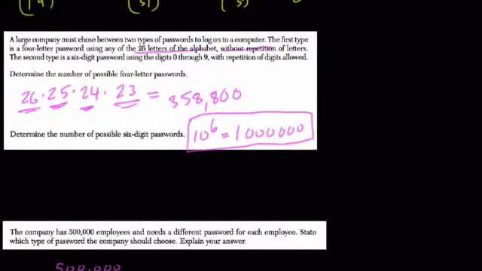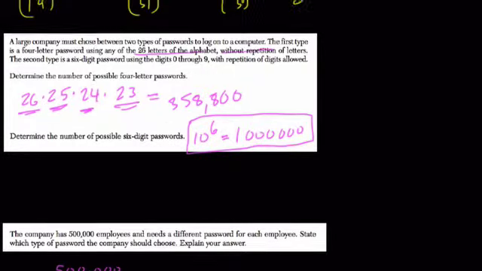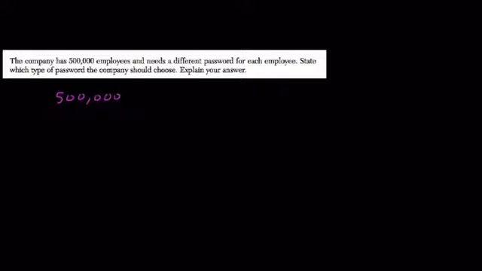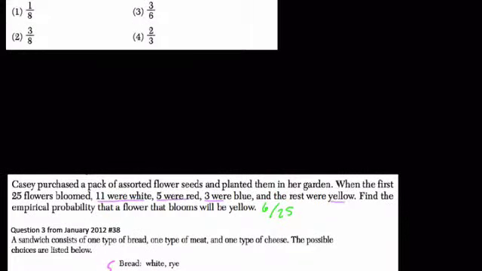The company has 500,000 employees and needs a different password for each. State which type of password the company should choose. Explain. Well, you need to at least pick the one with a million plus choices, because the other one would have only 350,800 codes to choose from. So a lot of people would have the same passwords, and that's not something you really want. It's definitely a breach of security.